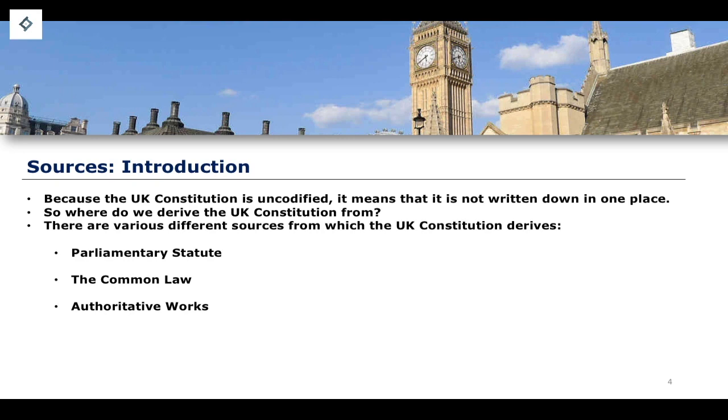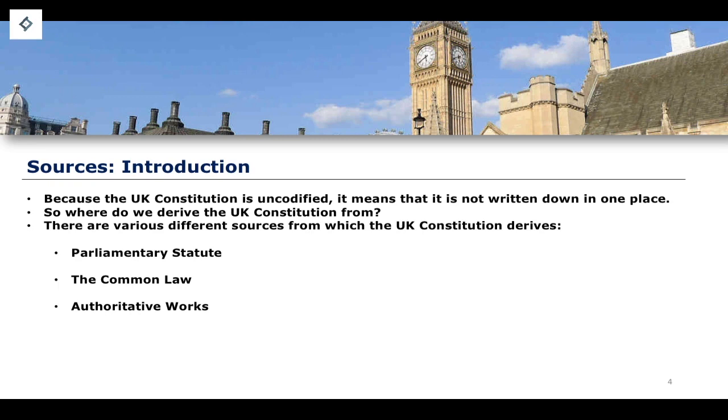We also have what are known as authoritative works, so works of authority. So these are often books, which are often quite old, in fact, which have a lot of authority in terms of the ways in which they explain and enshrine the different details of the UK's constitutional framework.